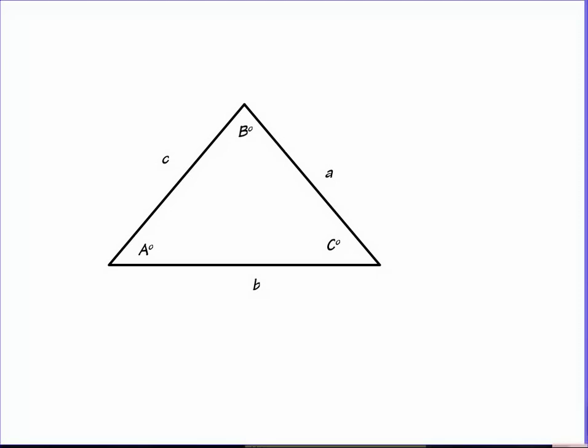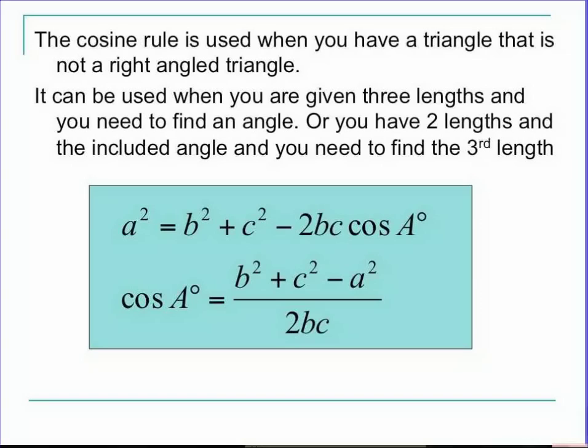The cosine rule is used when we have a triangle that's not right angled, and when we've been given three lengths and we want to find one of the angles, or if we've been given two lengths and what we call the included angle. It's the angle that relates to the length that is missing. In our first formula, a squared equals b squared plus c squared minus 2bc cos A, angle A relates to the missing length. That's what we mean when we say the included angle.